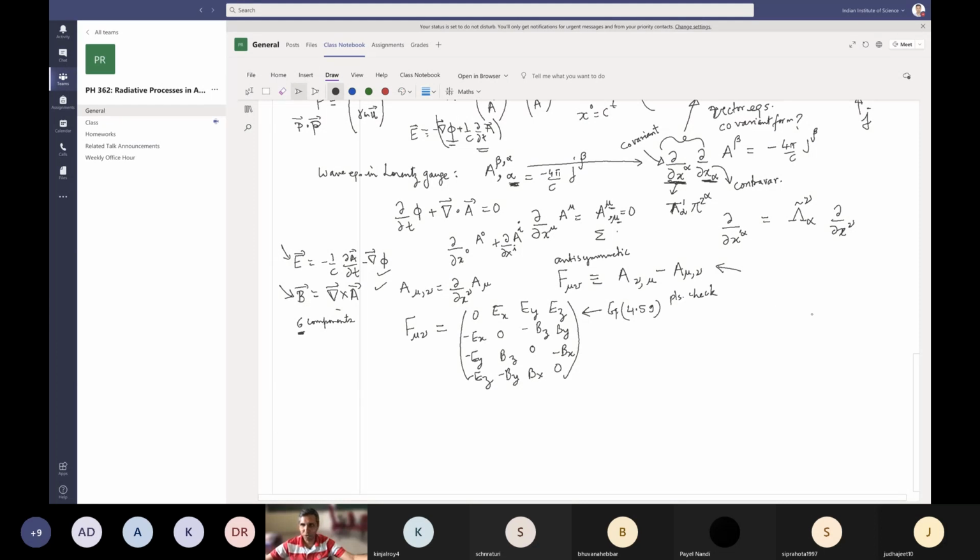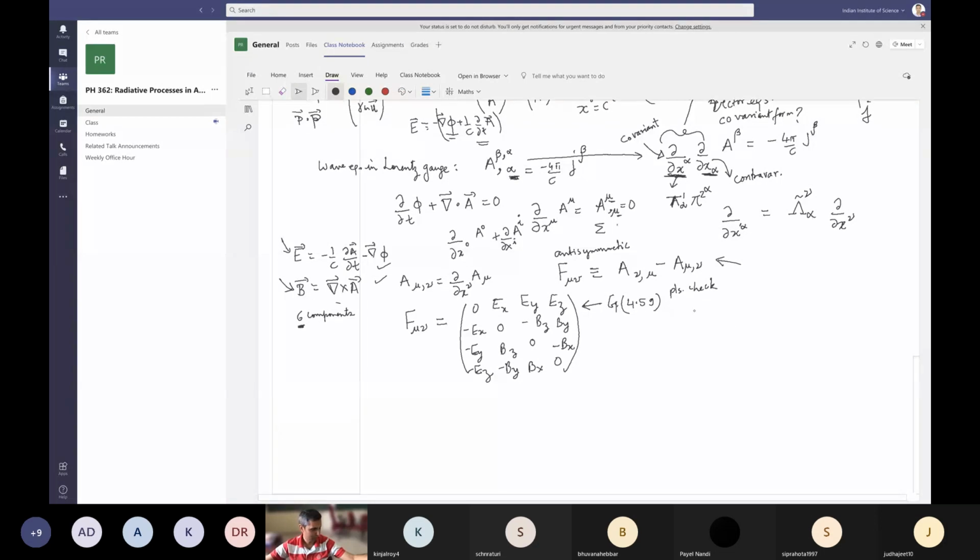Now, what about the Maxwell equations? Maxwell's equations are, right, del dot E equals 4 pi rho, where rho is charge density, and del cross B minus 1 by c dE/dt is equal to 4 pi by c times J. So these are the inhomogeneous Maxwell's equations, where there are source terms on the right hand side. Can we write this in covariant form? And it turns out that indeed you can.